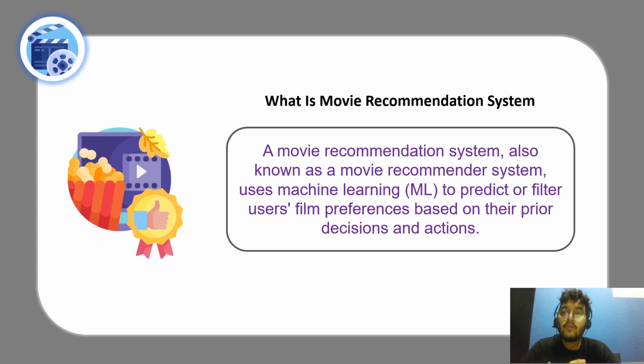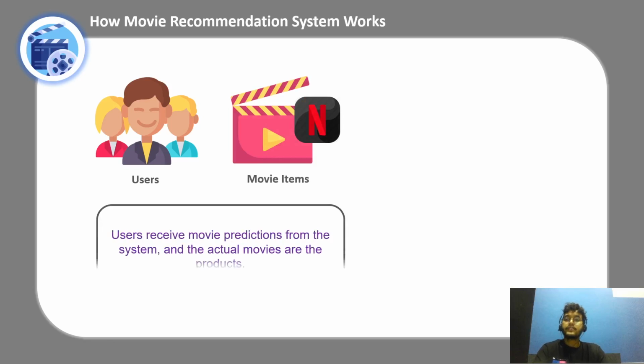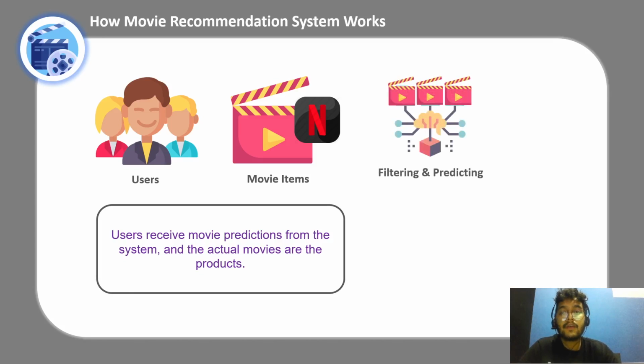So, after seeing what is movie recommendation system, let's move forward and see how movie recommendation system actually works. A movie recommendation system's fundamental idea is pretty straightforward. Every recommender system primarily consists of two components, users and items. Users receive predictions from the system and the actual movies are the products. Filtering and predicting only the movies that a matching user is most likely to wish to see is the main objective of movie recommendation system.